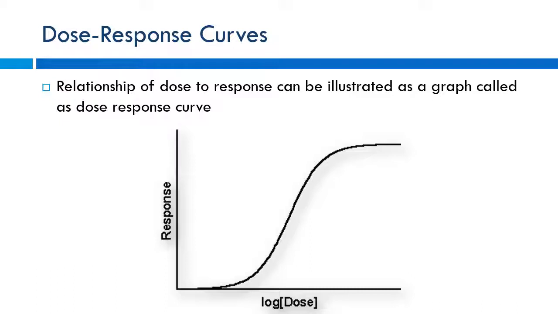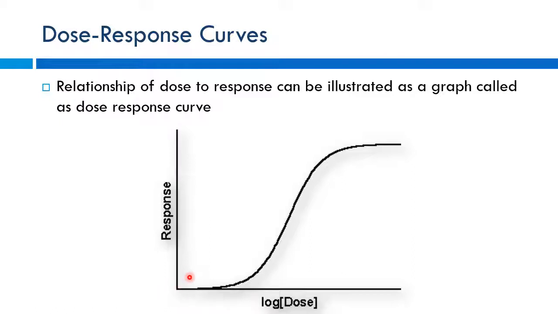Typically you're going to note in these graphs that response is going to be on the y-axis, and on the x-axis, you're going to see the logarithm of the dose. The reason why we do that will be explained later, but basically it allows us to look at very wide ranges of doses. So I can go all the way from, say, micrograms up to grams of a drug, and make it look pretty tight on the graph.